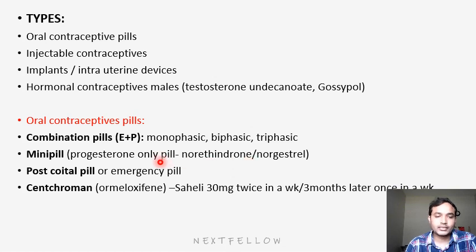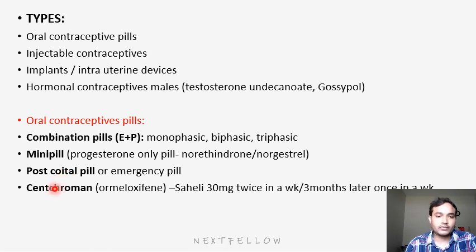Next is the post-coital pill, or emergency contraceptive pill, or emergency after-coital pill. It will be taken within 72 hours. That means after unprotected coitus, we will use these medications.